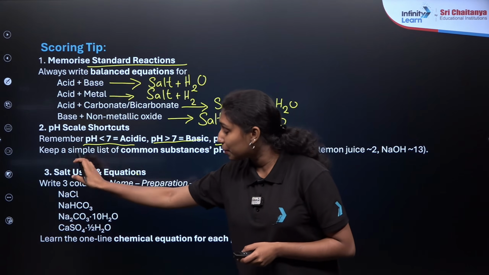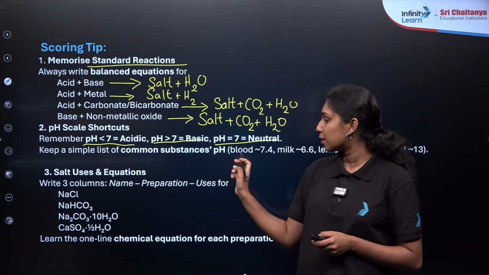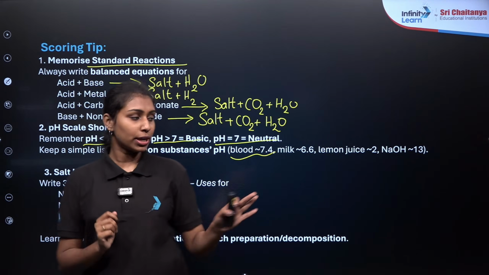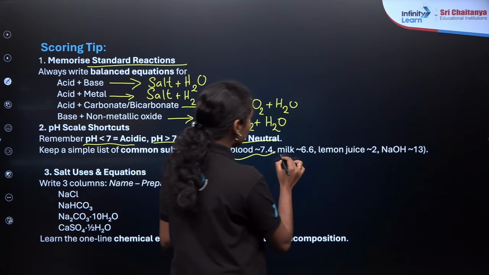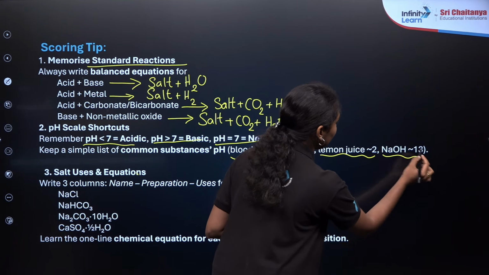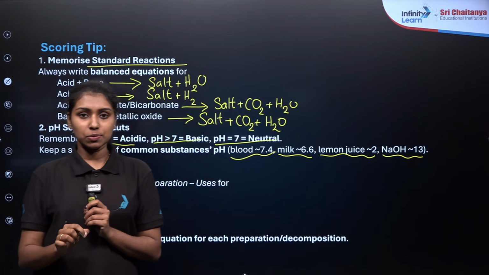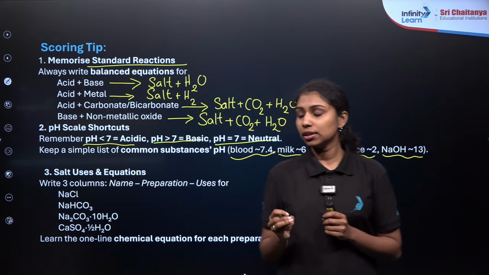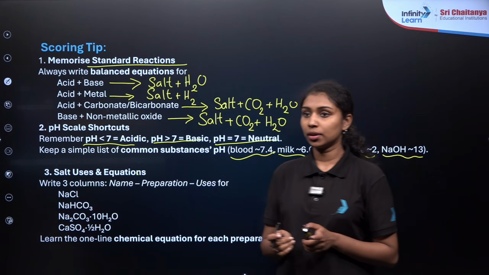Then keep a simple list of common substances like blood. Blood has a pH of 7.4. Milk has a pH of 6.6. Lemon juice has a pH of 2. And NaOH has a pH of 13, right? A proper table is given in your textbook, just refer to it. You must have a proper idea about the pH of the common examples given there.